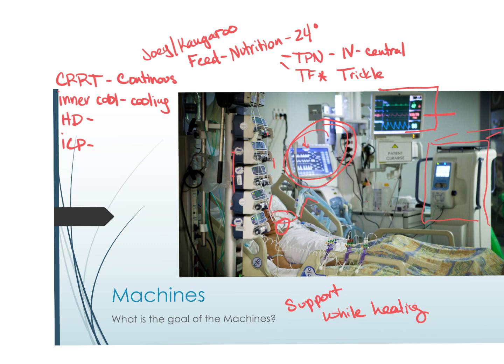And then there's just all the typical stuff, right? SCDs might be in there, those sequential compression devices on the legs. So there's just a lot of machines that get put in these rooms, and the rooms, no matter how big they are, always seem to get very, very crowded.